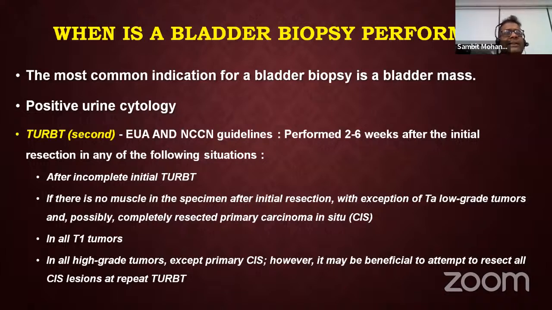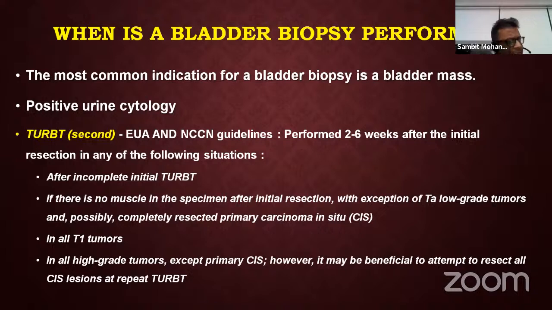And sometimes you get a report that says low-grade muscle invasive. Low-grade muscle invasive cancers do not exist. They are basically high-grade tumors. And if you have a low-grade T1 tumor and muscle is not available for examination, a repeat TURBT is recommended, because there is almost always a chance of it being a high-grade lesion, because T1 low-grade lesions are rare, and the muscle status should be known to the urologist.